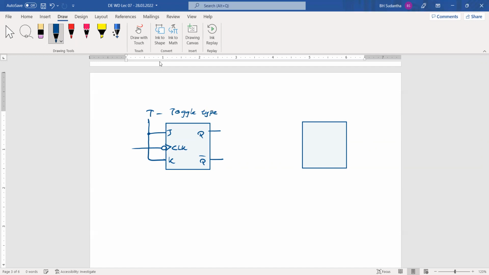When you combine the JK inputs together and make a new type of flip-flop, here we have T. Now this is the clock input. Q, Q̅. It's common for any kind of triggering method, but here I have drawn this one for the falling edge trigger flip-flop. That's why I use it. This one is the T type flip-flop.